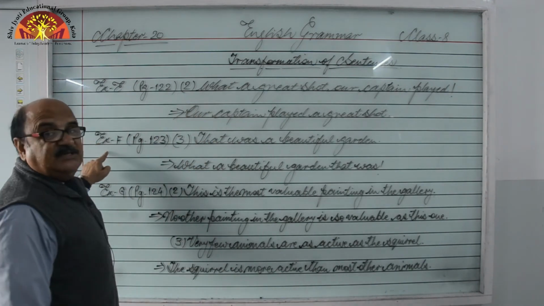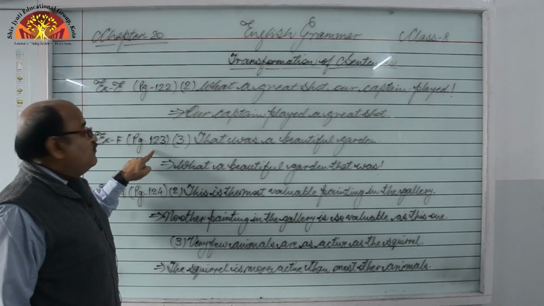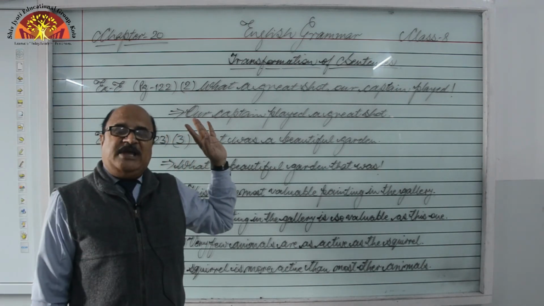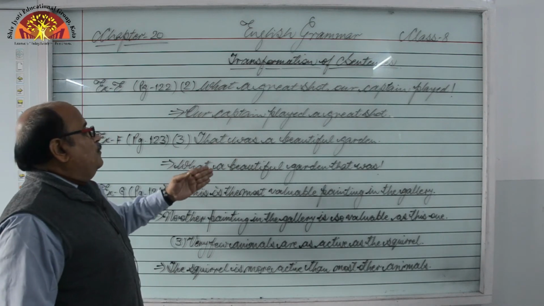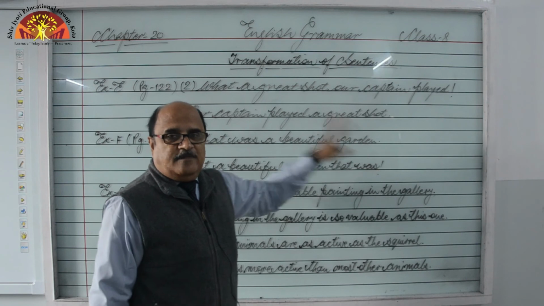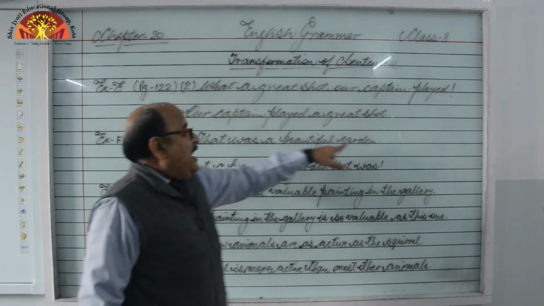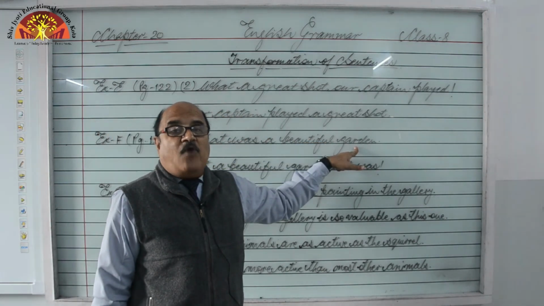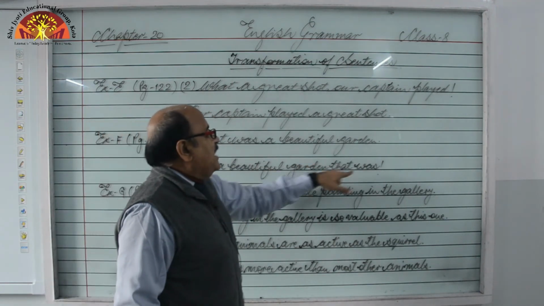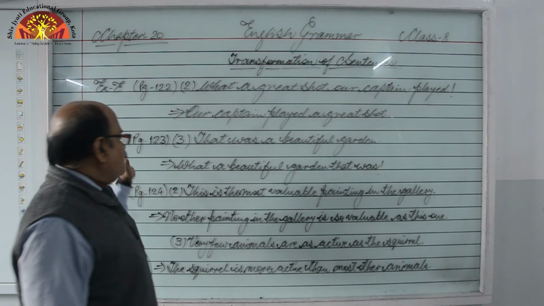Right? Next, exercise F, page 123, sentence number 3. In this we are going to change assertive into, look, exclamatory. So that was a beautiful garden, right? Beautiful adjective, and qualifying noun is also there. So what structure will be used? So what a beautiful garden that was, right?